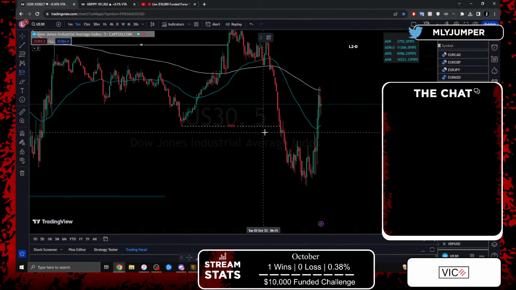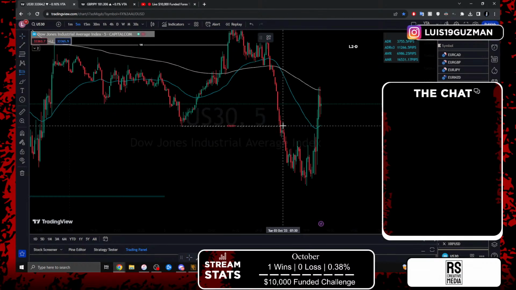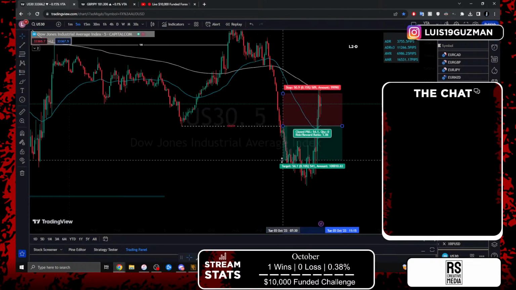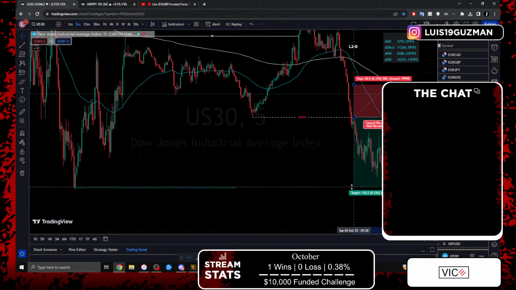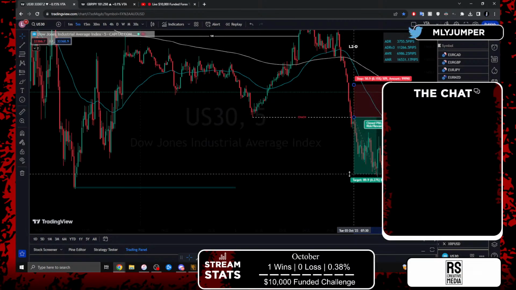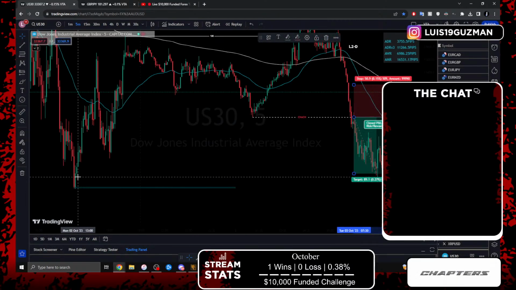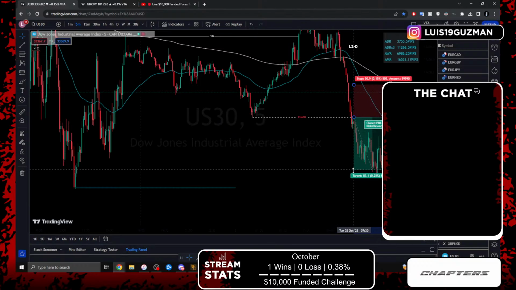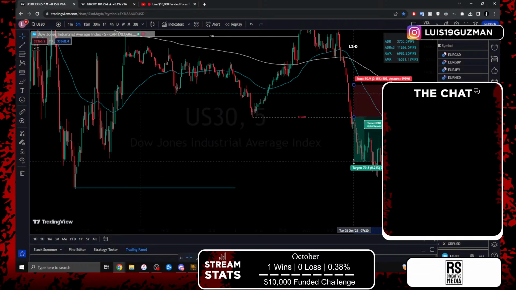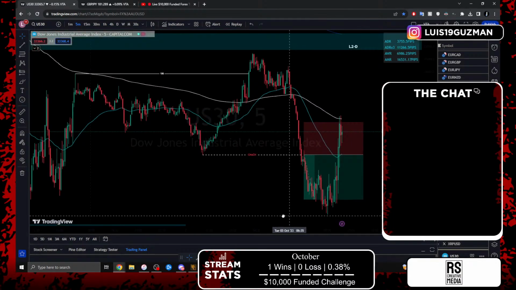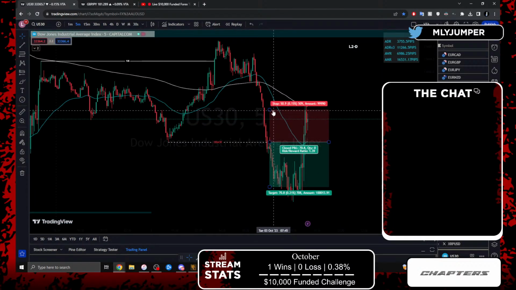A short position. Break, retest. TP was literally the low of the day, or it was this low here, because that's the wick. Crazy, right? You would get out at the first engulfing candle. Crazy. Anyway, that was the trade.